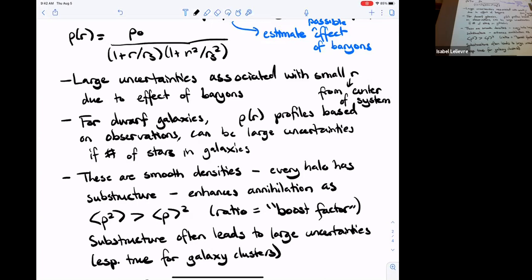I know the Earth's rotation around the sun is relevant to take into consideration for direct detection sources. Is that also relevant for indirect detection? That's a really interesting question. So the question was, do we need to worry about the rotation of the Earth around the sun? Good. So for most indirect detection searches, the answer is no.